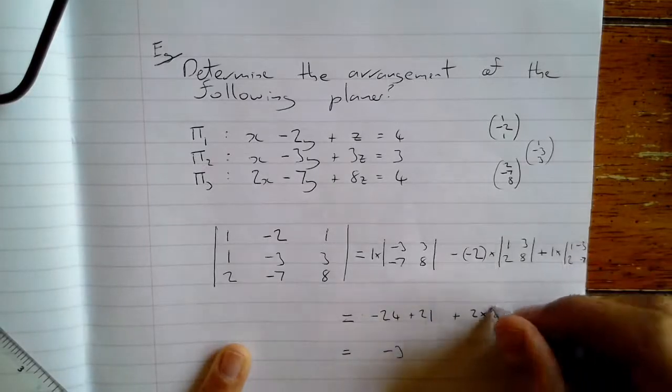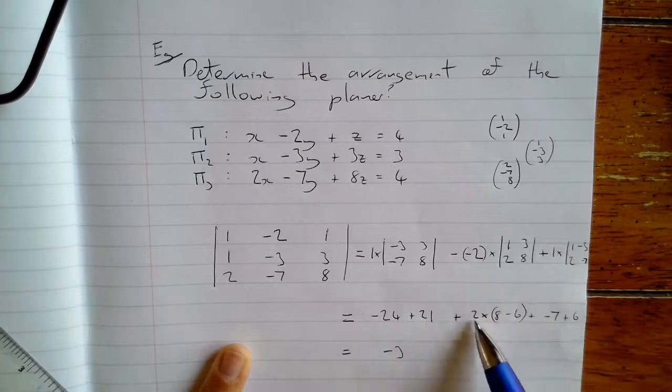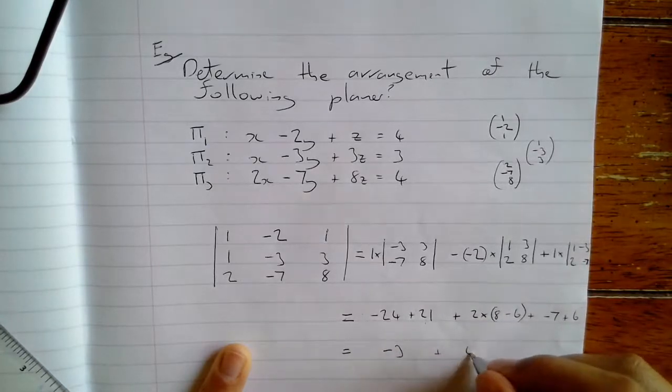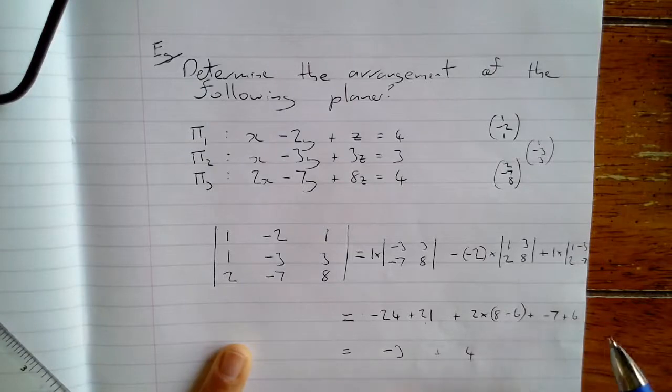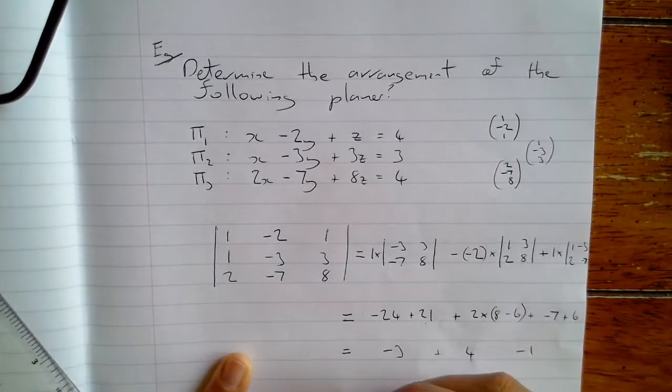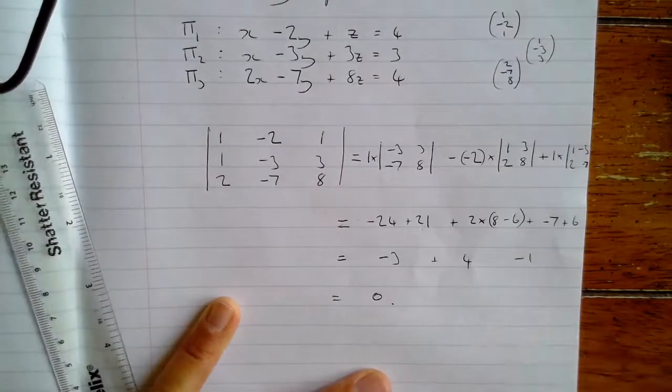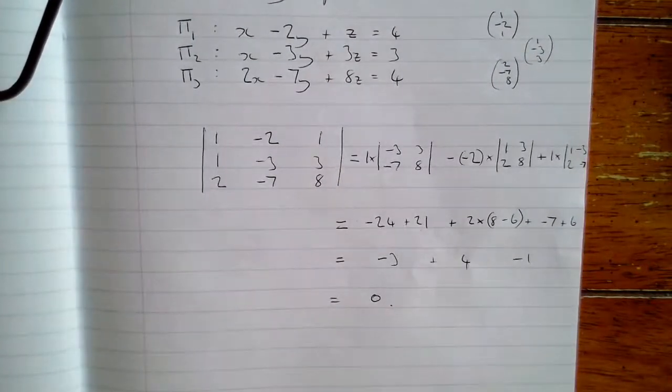Actually, that's the brackets around it. 2 times 8 minus 6. 8 minus 6 is 2, plus 2 is 4. And minus 7 plus 6 is minus 1. So that equals 0. So because it's 0, there is no unique solution.